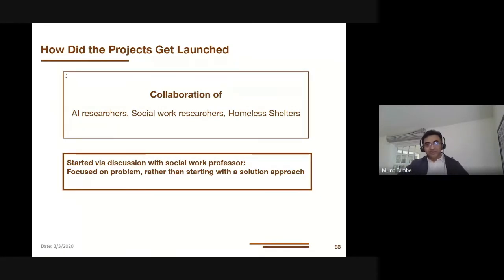And this was about spreading information about HIV. So how do we actually solve this problem? Okay, so we have to work on social networks. So it's a problem-centered approach rather than a solution-driven approach.